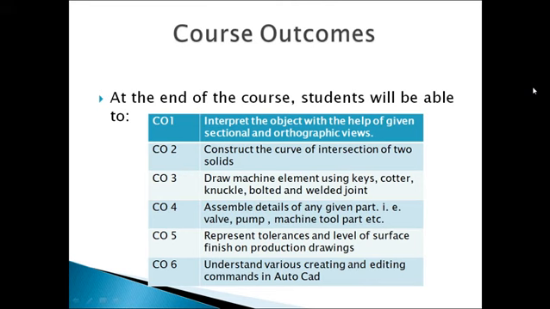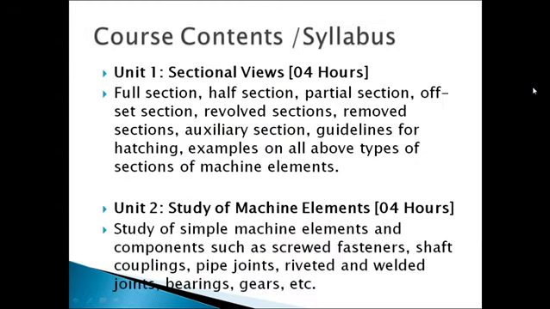Then course outcome number 6: understand the various creating and editing commands in AutoCAD. Here we also have software like AutoCAD, and in AutoCAD we use the draw command, then the modify command, and a number of tools are available. By using these tools, we can draw a drawing. So like this, these are the 6 outcomes we need to learn.